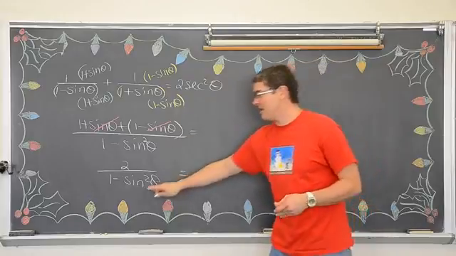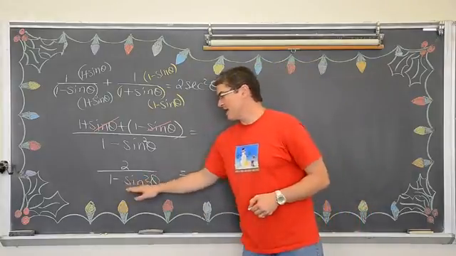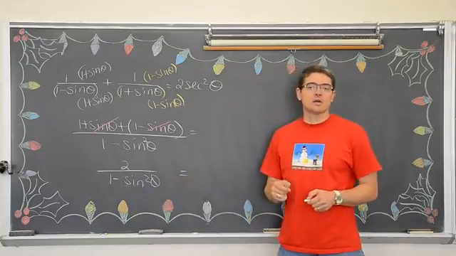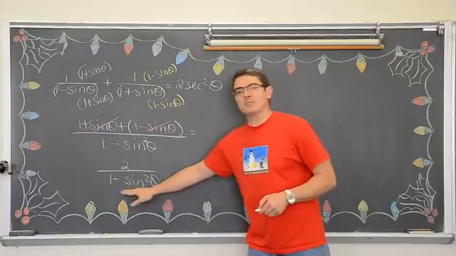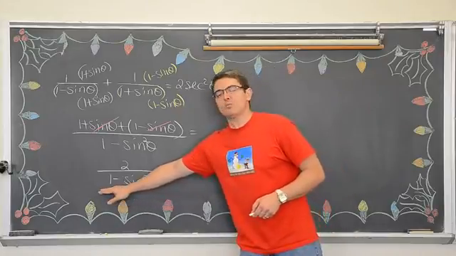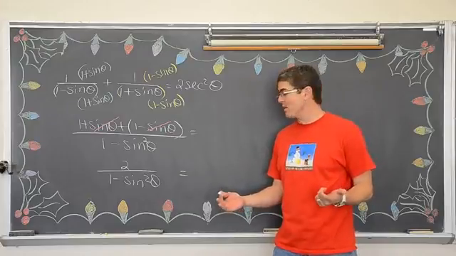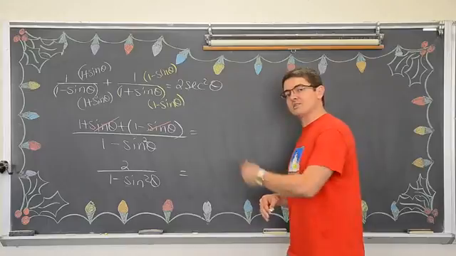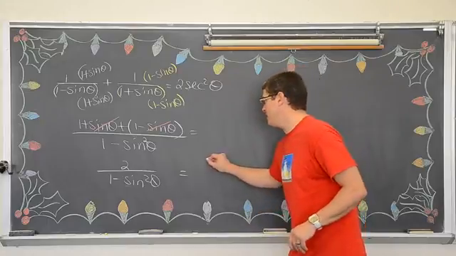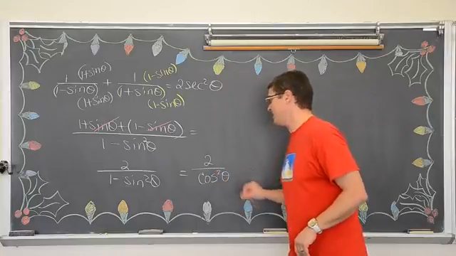So I need a denominator that has a cosine function in it. Well, the first Pythagorean identity says sine squared plus cosine squared equals 1. If I were to manipulate that, so one side of it said 1 minus sine squared theta, the other side would say cosine squared theta. So 1 minus sine squared theta is going to come out, and with a substitution using the Pythagorean identity, I get 2 over cosine squared theta.